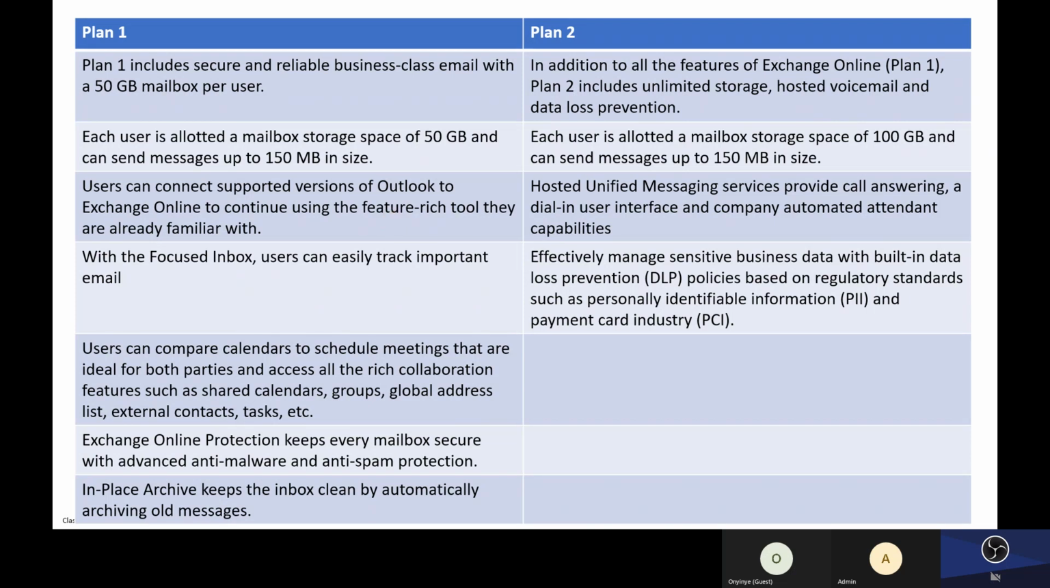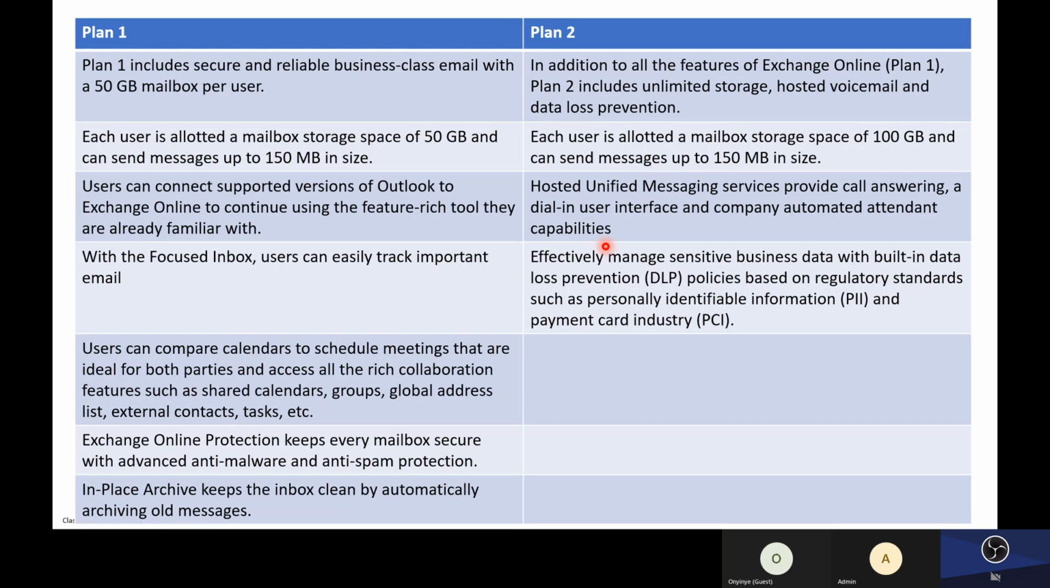And then for plan 2, also hosted unified messaging, you can do call out screen. Like we said, it has voicemail and a dialing user interface, so you can also have automated attendant capability. With Exchange Online plan 2, you can integrate with your Microsoft Teams. Microsoft Teams, apart from chatting, has calling features also. So integrating plan 2 of Exchange Online with Microsoft Teams, you can even have automated attendant capability.